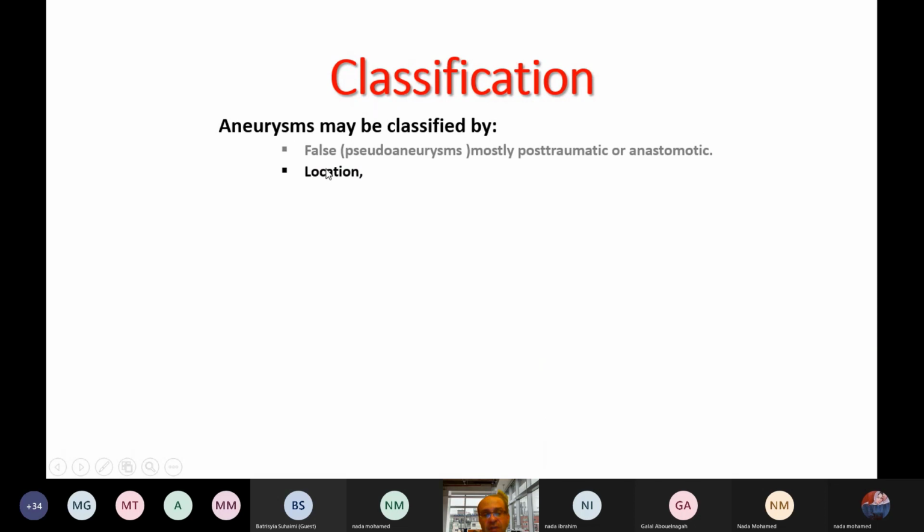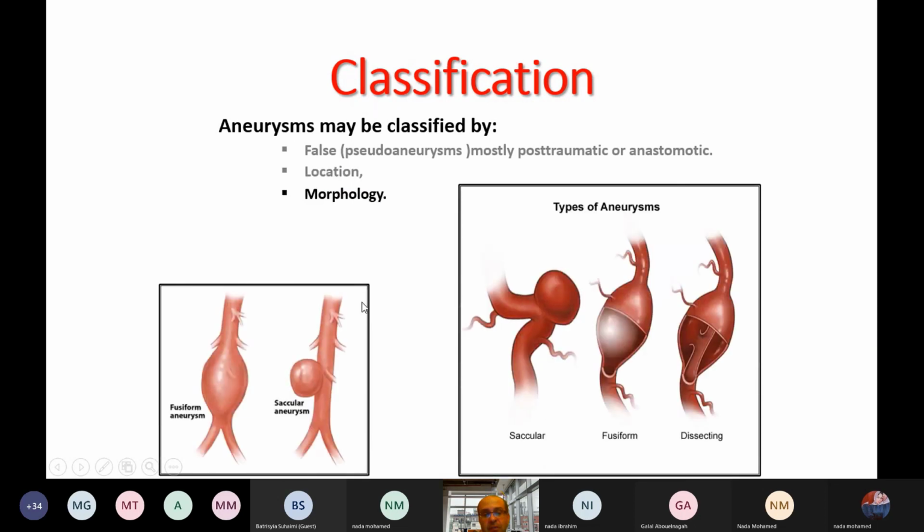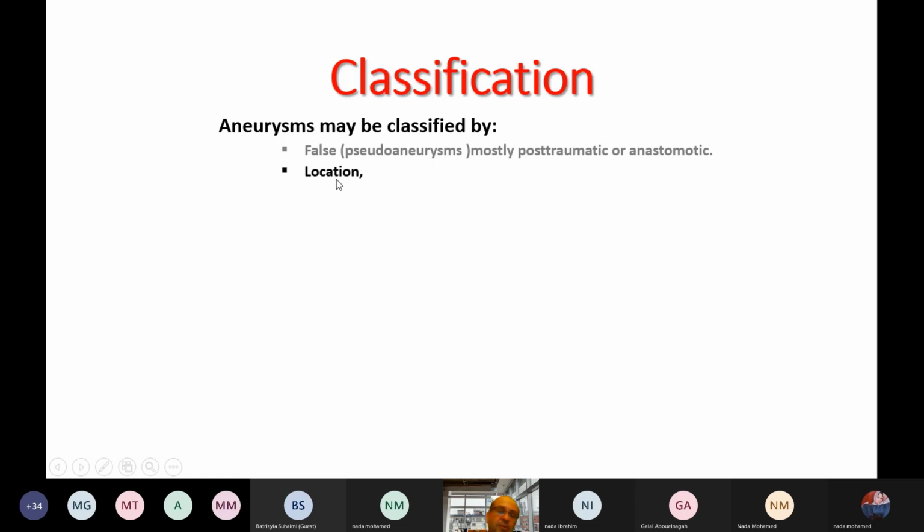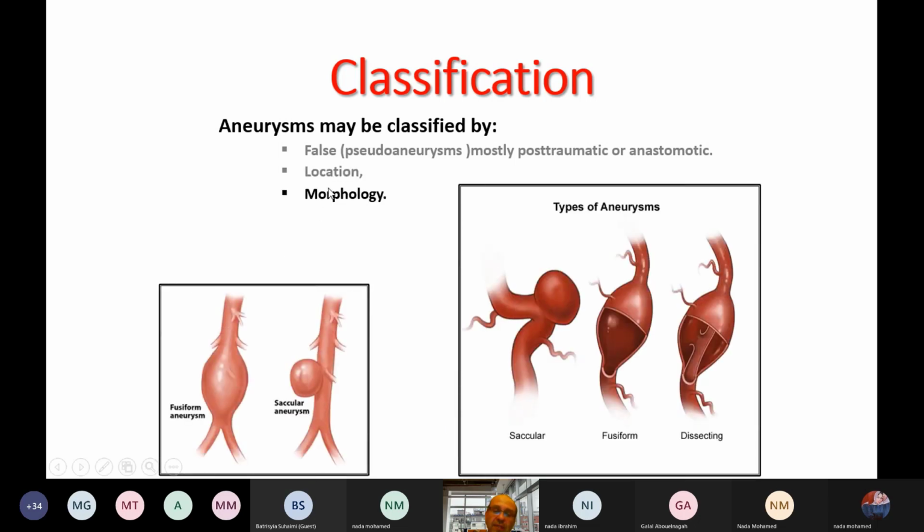Another classification for the aneurysm, according to the location: we may have an aneurysm in the cerebral part, in the abdominal aorta, in the femoral, in the gluteal, and so on. It is just an anatomical classification. And we have a morphological classification. Sometimes I have a full dilatation of the artery called a fusiform aneurysm, or I may have a saccular aneurysm.